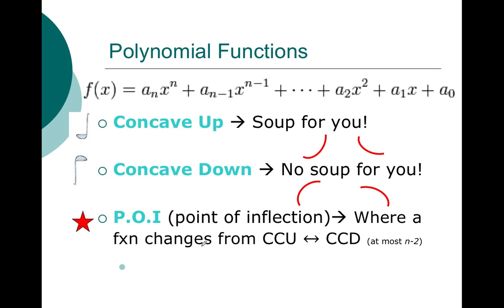So that point is called the point of inflection, and there are at most n minus 2 points of inflection in any polynomial. So what about a degree 1? You can't have negative points of inflection. That's nonsense. How about a second degree polynomial? How many changes in curvature does a quadratic have? 0, right? A parabola is always concave up, always soup, or always no soup. But a cubic function always has one change in curvature.